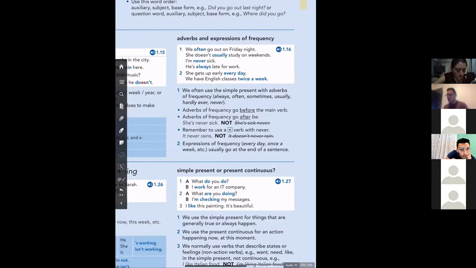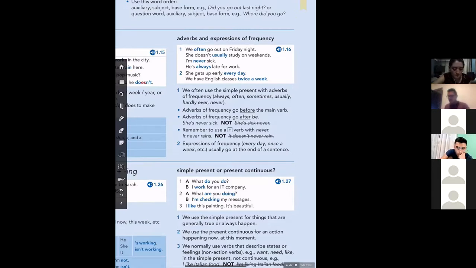Remember to use a positive verb with never. That is very important. It never rains. No, it doesn't never rain. And last but not least, expressions of frequency, every day, once a week, etc., usually go at the end of a sentence, okay?